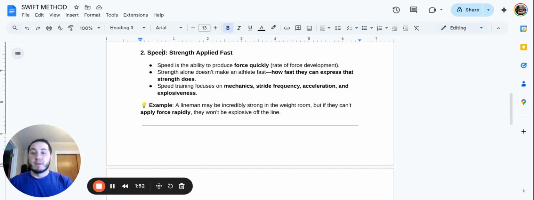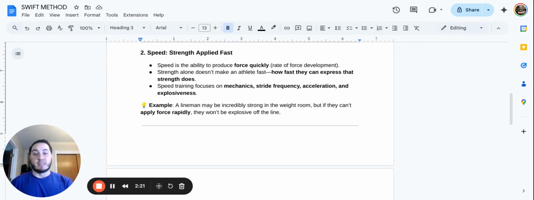Speed: strength applied fast. So you're kind of noticing some physics lessons in here, for anybody who can jog their memory back to high school and college. Speed is the ability to produce force quickly, what we also call in strength and conditioning RFD, rate of force development. Strength alone does not make an athlete fast. How fast they can express that strength does, though. They are in a beautiful relationship.